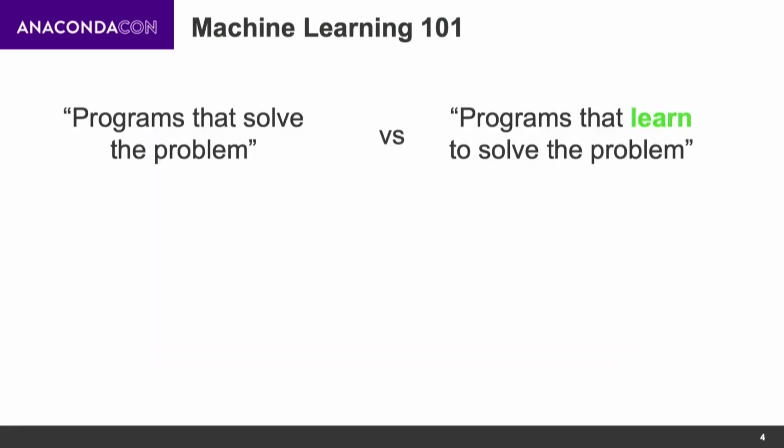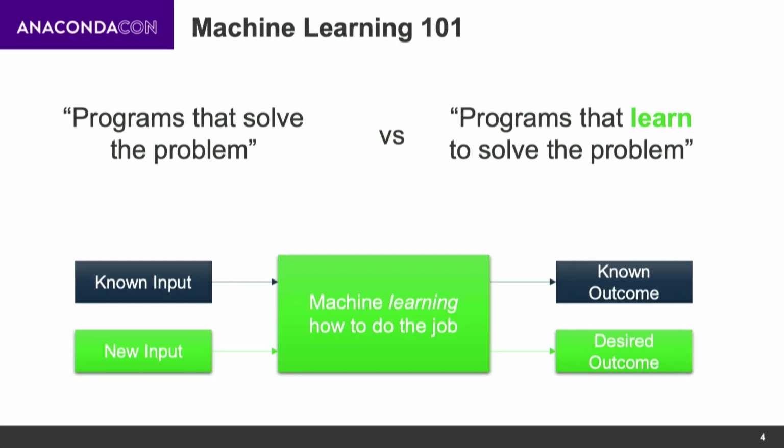For those of you who are not familiar with machine learning and deep learning, here's a quick lay of the land. The focus of this discipline is to build programs that not just solve the problem, but also learn to solve the problem. We have known inputs and a known output, and we pass this through the algorithm and we tweak the internals so that it learns how to get from the input to the output.